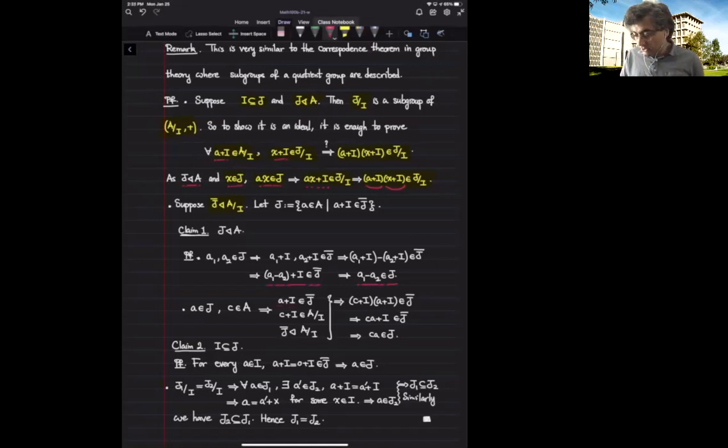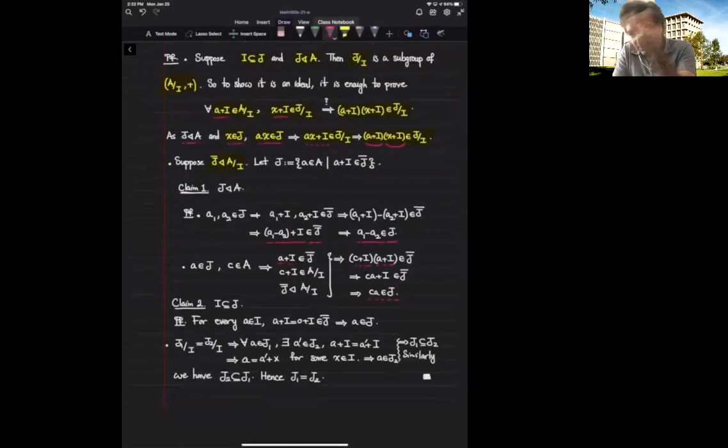J bar is an ideal. So therefore, the coset represented by C times this coset still belongs to J bar. And that means that CA is inside J. So that shows that J is indeed an ideal. It is easy to see that I is a subset, because when I pick an element inside I, the coset represented by this small a is the zero coset. And therefore it belongs to J bar, because J bar is an ideal. Therefore the additive neutral element belongs to J bar. So A is inside J by definition.